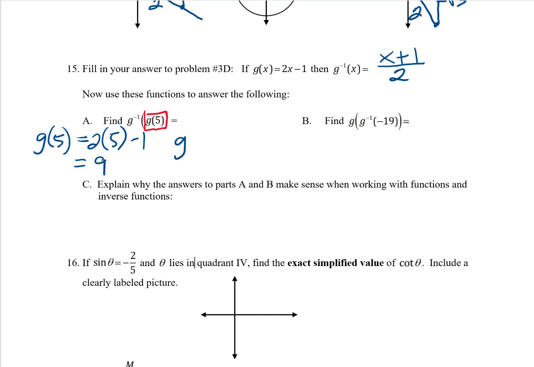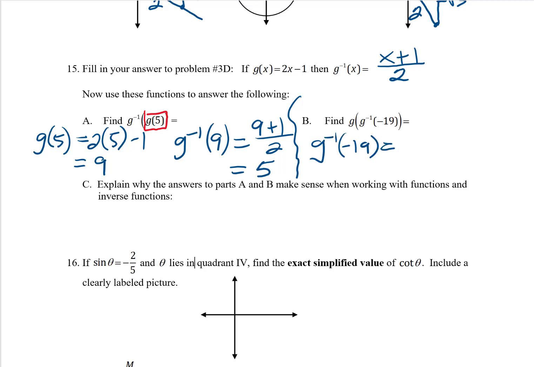Now I'm supposed to go to the g inverse function and stick in the 9, the answer we got. Well, that's going to be 9 plus 1, all divided by 2. 10 divided by 2 is 5. Letter B, this time we're starting with the inverse function. So I want to take the 19, rather the negative 19, and stick that into the inverse function. Negative 19 plus 1 divided by 2. Let's see, negative 19 plus 1 is negative 18. Divided by 2 is negative 9. So we just figured out this part, g inverse of negative 19.